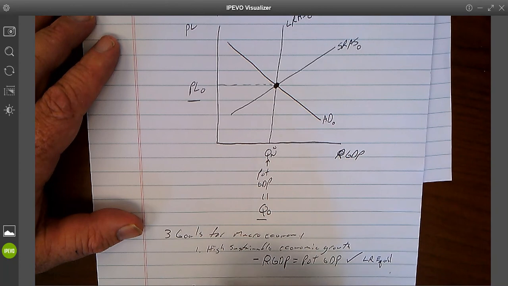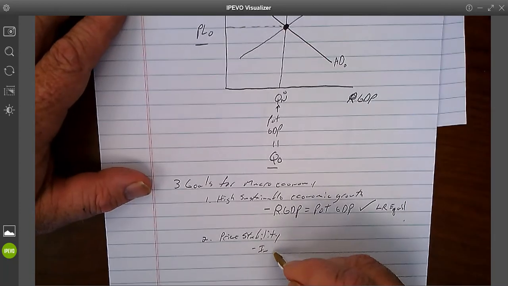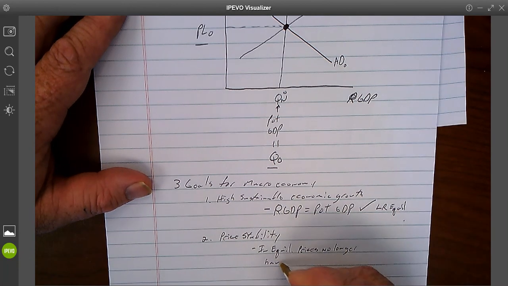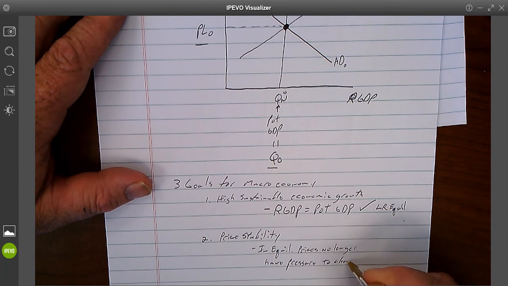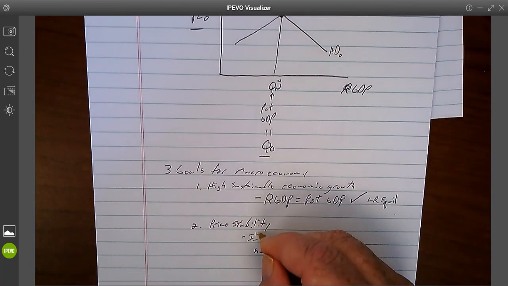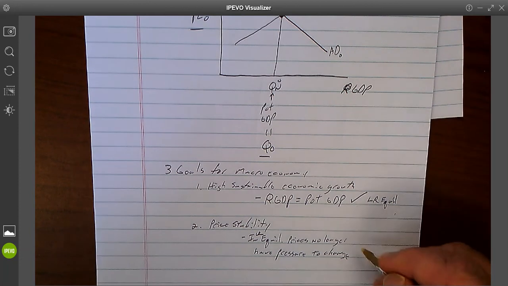So, great, first goal. What's our second goal? Price stability. In equilibrium, prices no longer have pressure to change. And I should maybe be specific and say in long-run equilibrium, prices no longer have pressure to change. Great.